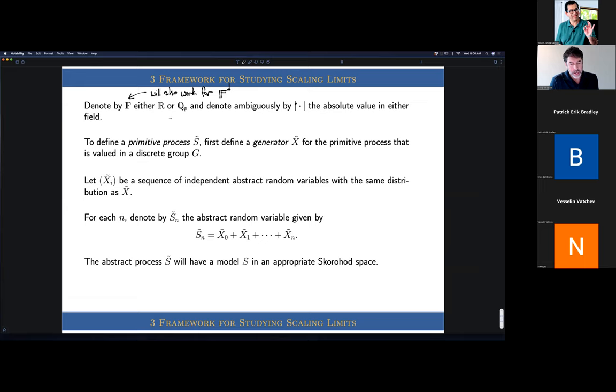To define a primitive process, you first define a generator for the primitive process. It's valued in some discrete group. And we have xi tilde, a sequence of abstractly defined random variables with the same distribution as x tilde. What do I mean by abstractly versus concretely defined? To say it's abstractly defined just means that you don't initially specify a space on which the sequence of random variables act. You simply specify the finite dimensional distributions.